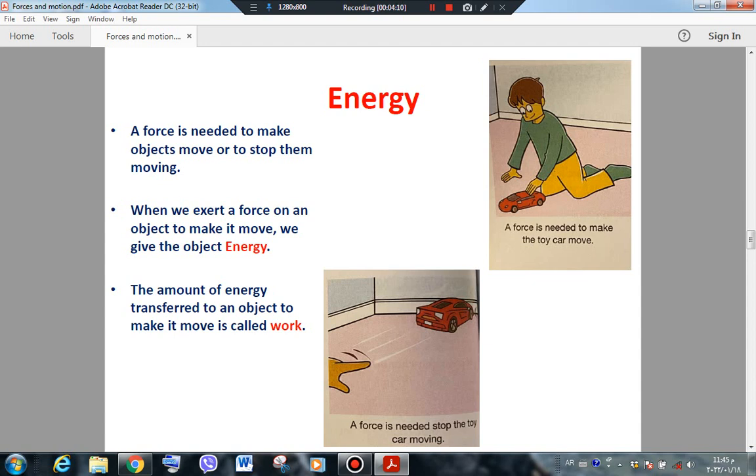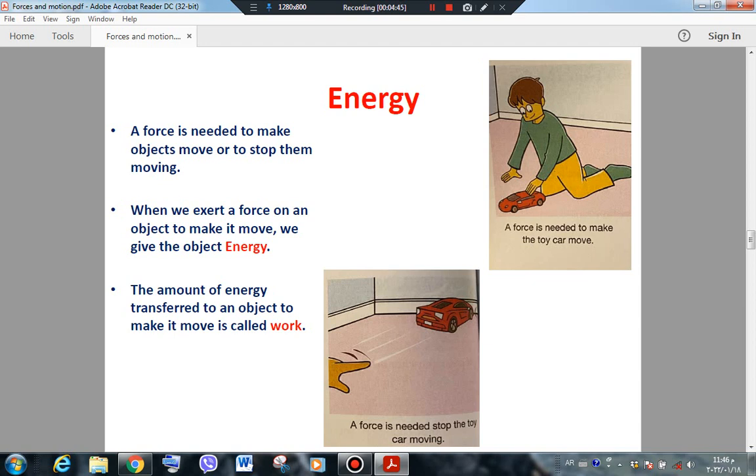So a force is needed to make objects move or to stop them moving. If you look at these two pictures that you have in front of you, the very top one is of a boy trying to move a toy car. So he simply pulls the car and the car is moving. A force is needed to make the toy car move, and it's the boy that uses that force. Therefore the car is going to move.